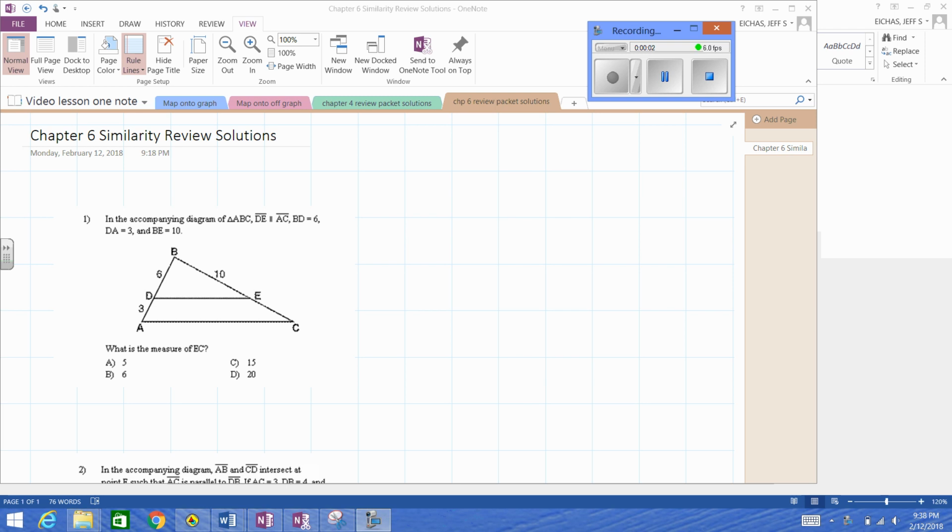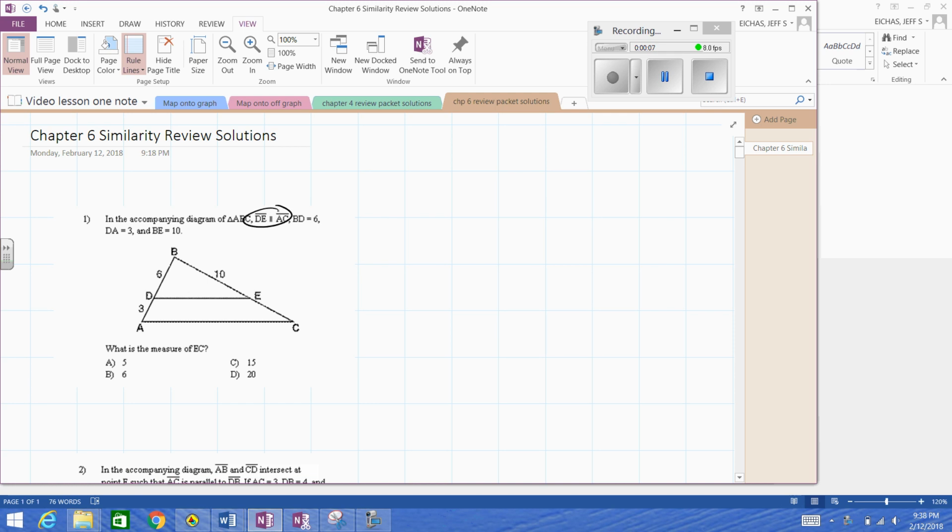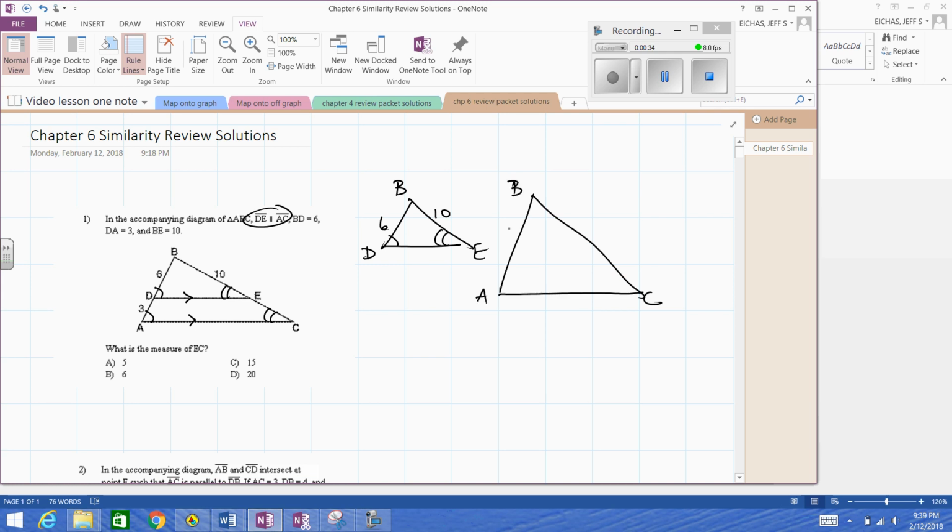So for number one on the review packet, we have parallel lines. So that's going to make these angles congruent, and as well as those. So we have similar triangles. So we'll redraw this. One strategy to use. To be careful here, put these together.